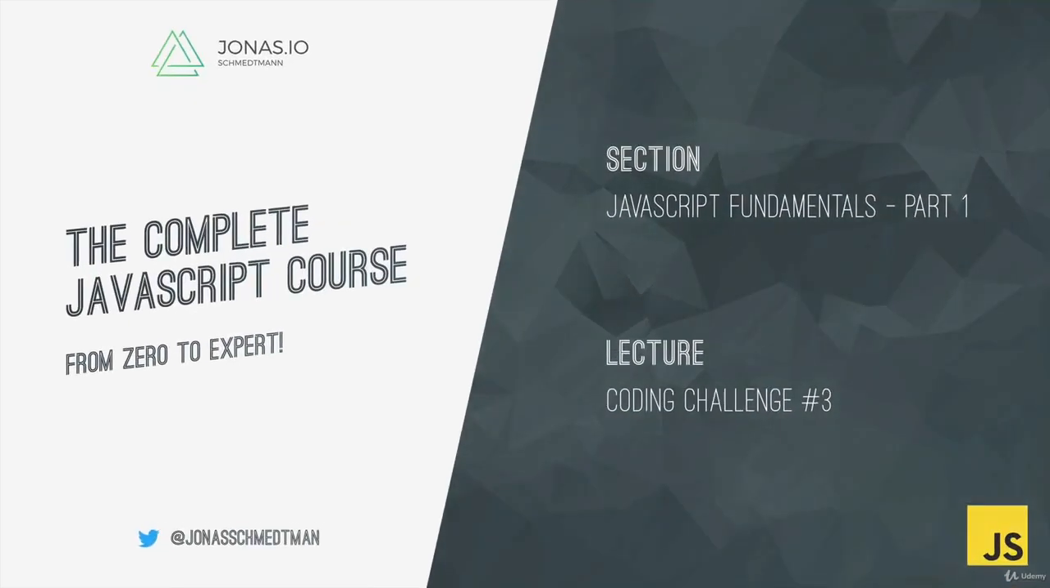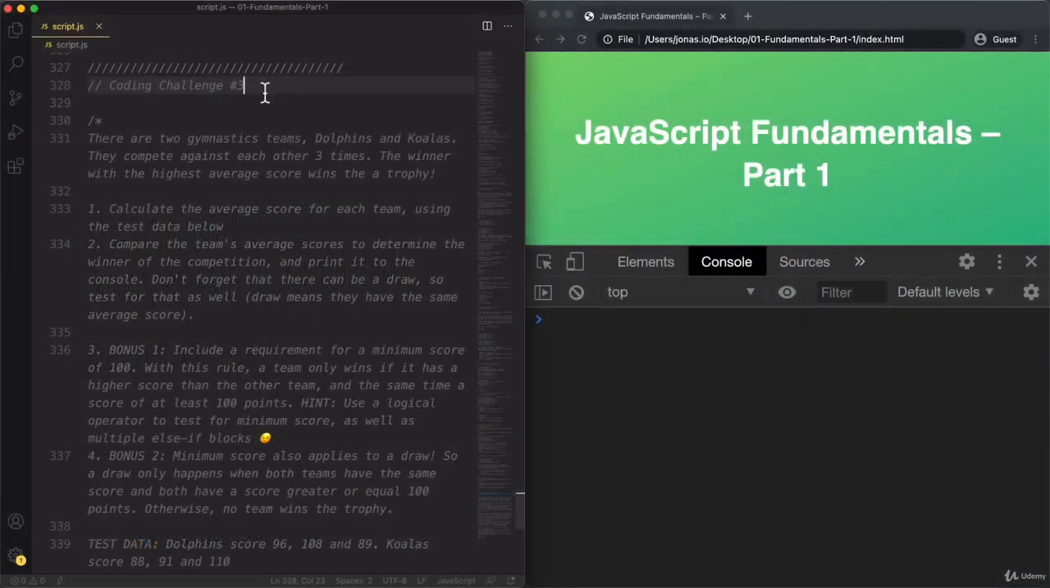I hope you're excited for your next coding challenge. So let's jump right in. And this time we have a different coding challenge. This time we have two gymnastics teams called the Dolphins and the Koalas, and they compete against each other 3 times. Then the team with the highest average score is the winner and wins a trophy.